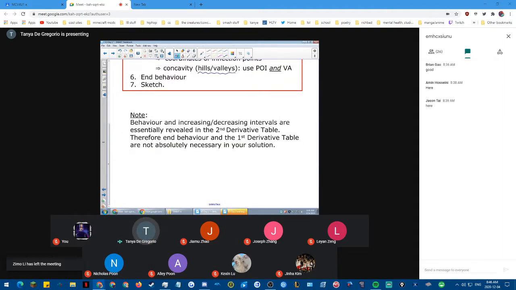Note, end behavior and increasing, decreasing intervals are essentially revealed in the second derivative table. Therefore, end behavior and the first derivative table are not absolutely necessary in your solution. That's why I had never included end behavior before, but I have included it now, so I would like to see it. Your end behavior. All right? Good.